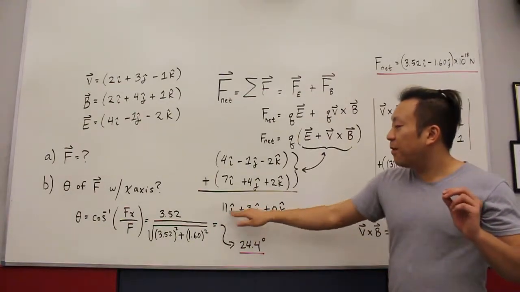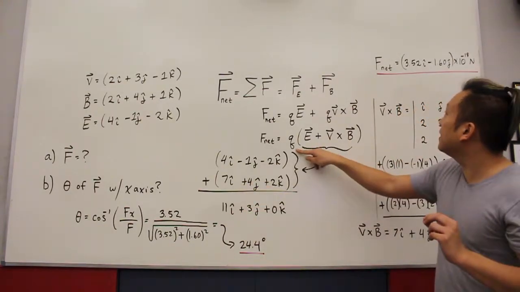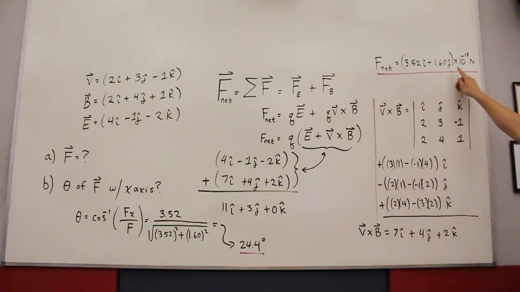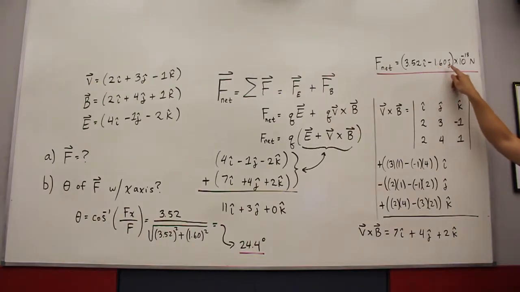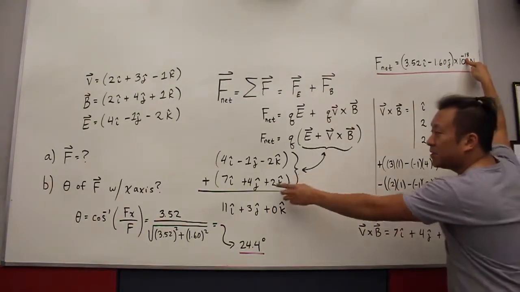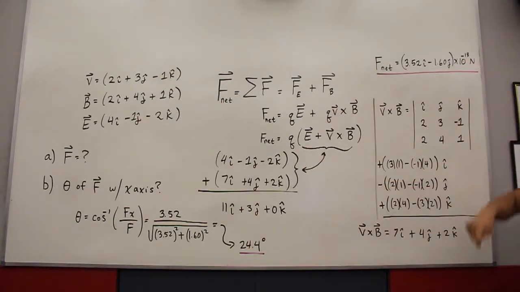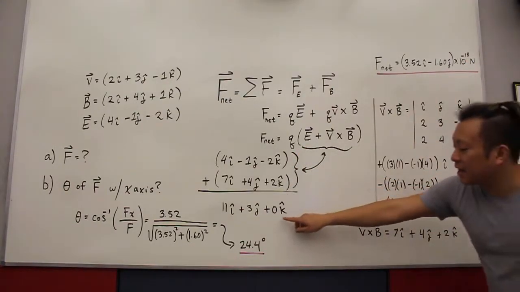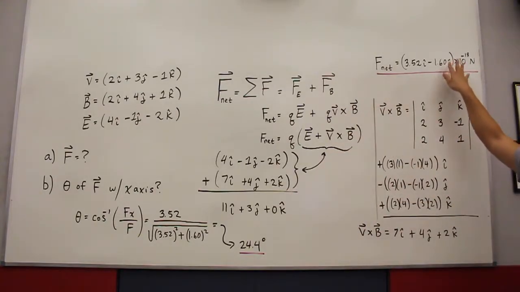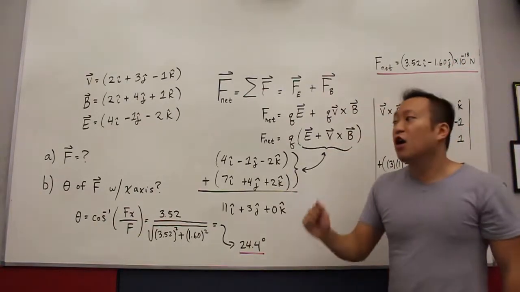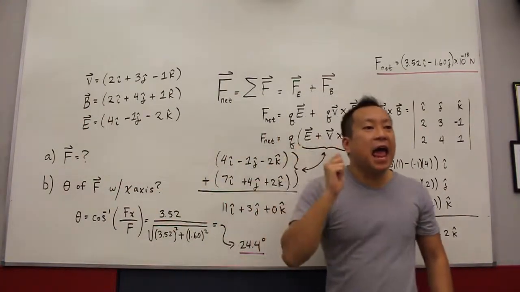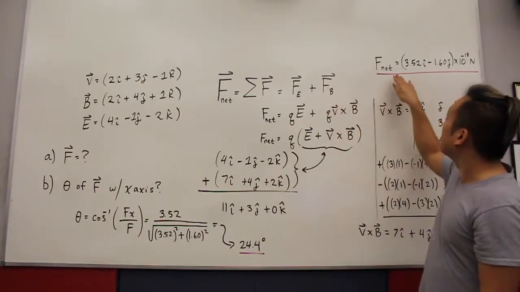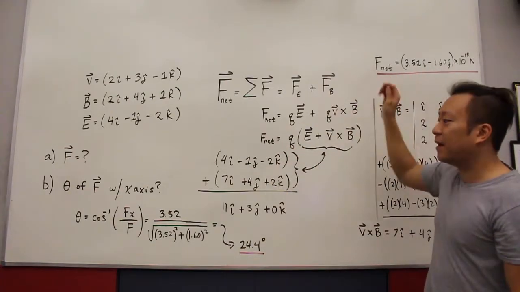Times this by Q, and you will get this. We have 3.52i minus 1.6j times 10 to the minus 18. That's taking into account multiplying by Q. Newtons, that's what we're going to have. Because the k component was zero, that's why I didn't include it here. So that answers our question. What is the net force, given you have a magnetic field and an electric field? It would be this answer here. Okay, see how we got there?